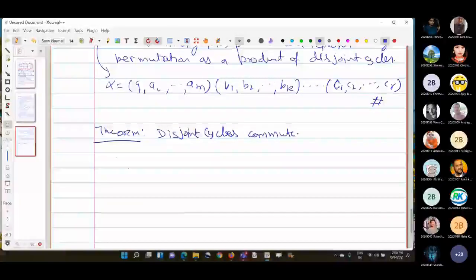Disjoint cycles commute. Okay. So let us start the proof.